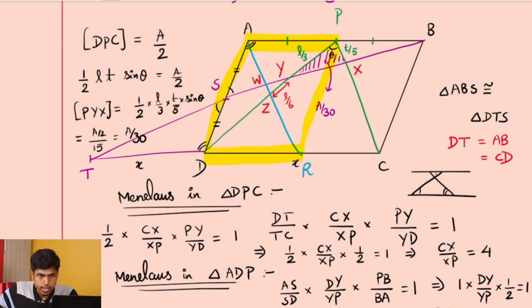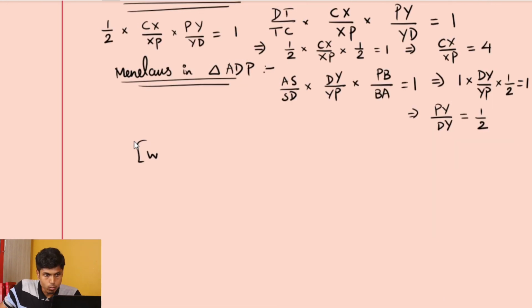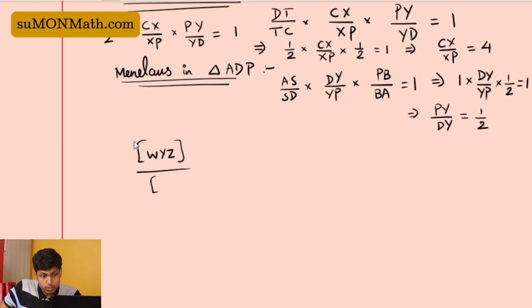We get that triangle WYZ is similar to triangle XYP. Now notice that the area ratio will be the square of the corresponding side ratio. The corresponding side ratio is YZ upon YP, right? That is L by 6 over L by 3, which is 1 by 2. Therefore, the area ratio will be 1 by 2 whole squared when you have WYZ upon XYP. Therefore, we have area of WYZ upon XYP equal to 1 by 2 the whole square.